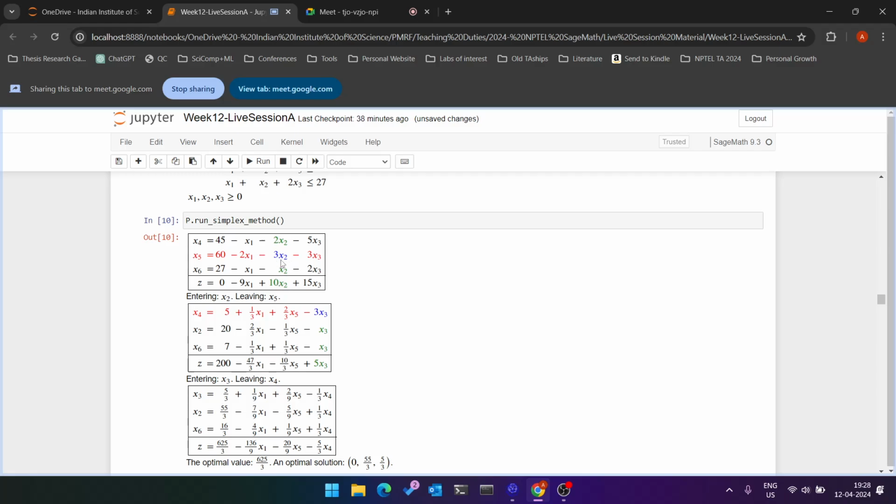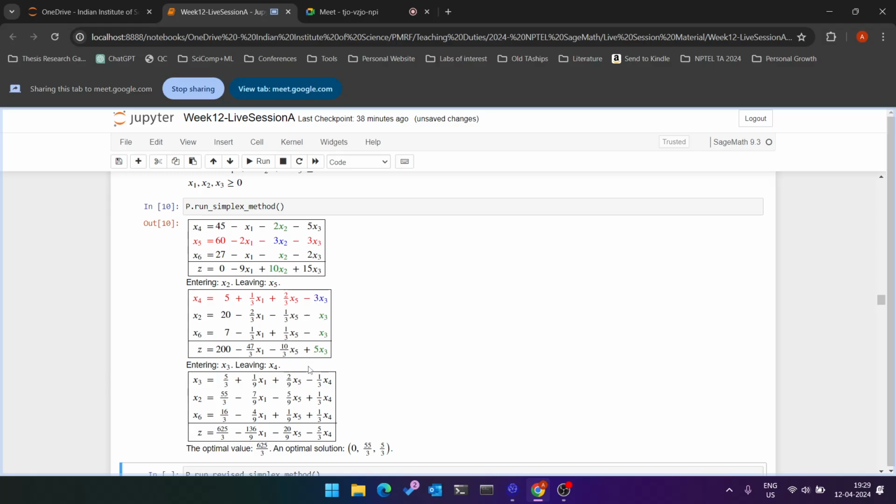So basically what this means is we now write x2 in terms of all the remaining variables, which is what we do for the second constraint equation, and then plug that into our original equation. So you can see that my z has become 200 minus negative 47 by 3x1 minus 10 thirds of x5 plus 5x3. x1 and x5 again have negative coefficients, so we ignore those. We only look now at x3 which has a positive coefficient.